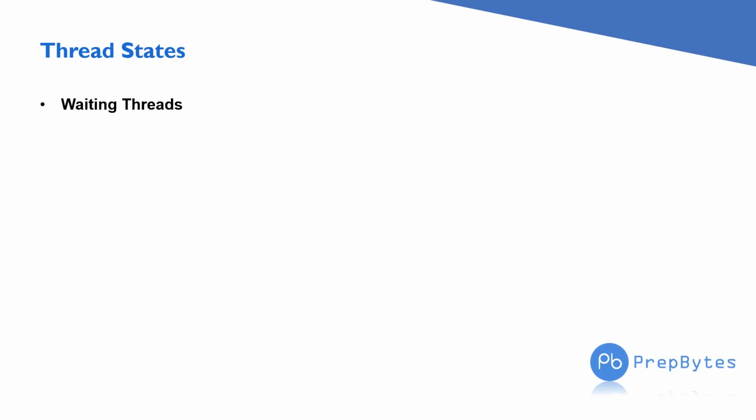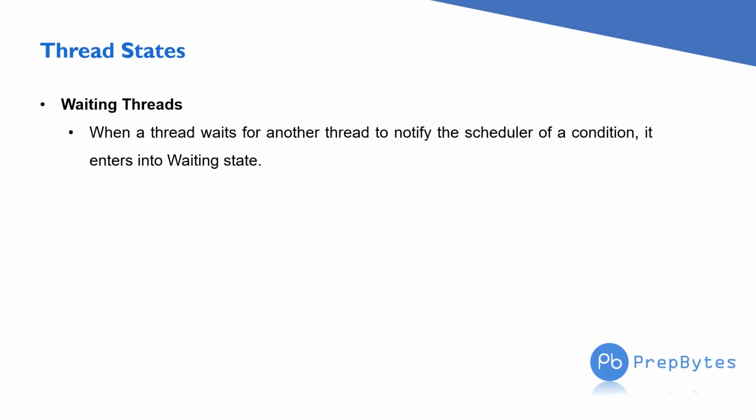Correct? Next point. So what are waiting threads? When a thread waits for another thread to notify the scheduler of a condition, it enters into the waiting state. For example, if T1 is running and T2 is running, and T1 wants the output of T2, it will wait till T2 executes. Then when T2 executes, it will notify that I am complete, so now you can use whatever data you needed.